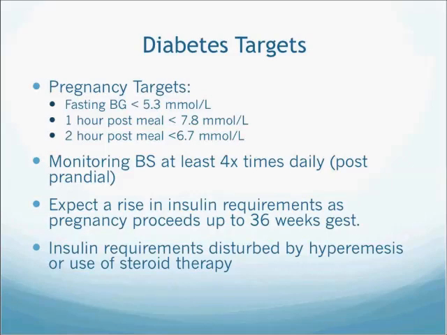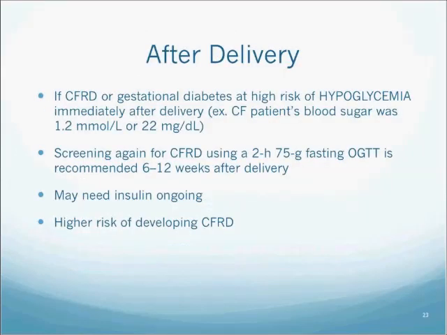We do expect a rise in insulin requirements as pregnancy proceeds up to 36 weeks gestation, but we do note that there's increased hypoglycemia, especially in the first trimester, so it's important to educate patients about that. Also, insulin requirements can be disturbed by hyperemesis or use of steroid therapy, so there'd be many adjustments made, and it's important to monitor if a woman's having hyperemesis. After delivery, as I mentioned, screening should take place again using a 2-hour 75-gram OGTT, approximately 6 to 12 weeks post-delivery.